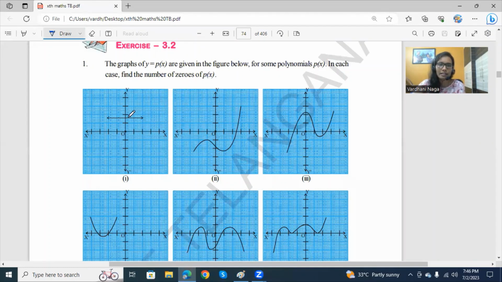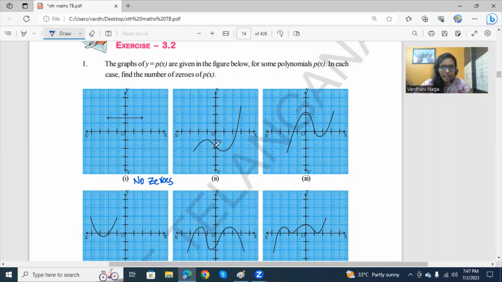Here there is no curve, it is a line, which means it is a linear polynomial. It is not touching the x-axis at all. So how many zeros will we get? How many solutions? No zeros. They asked, in each case, to find the number of zeros. No zeros here, since it never meets the x-axis.